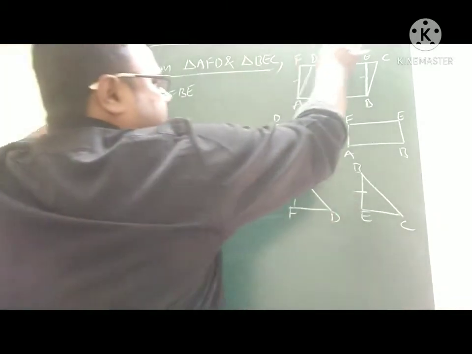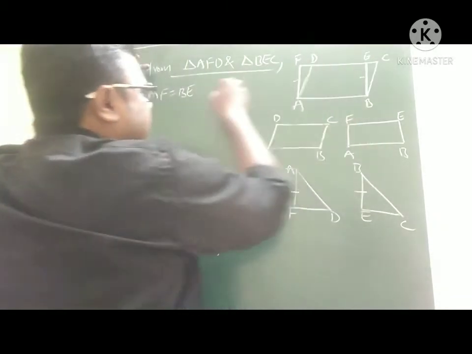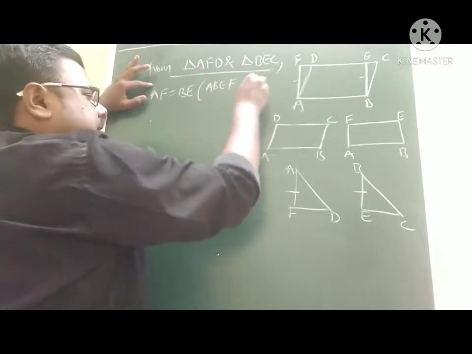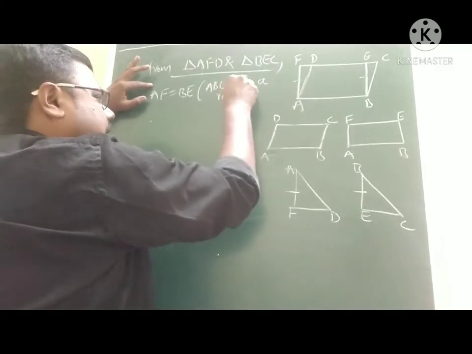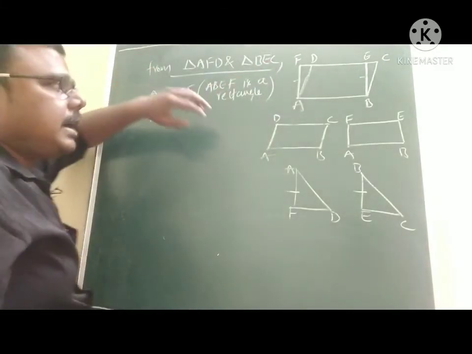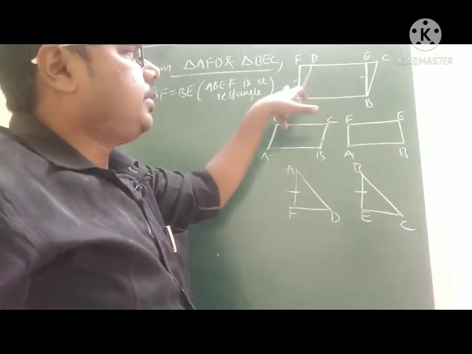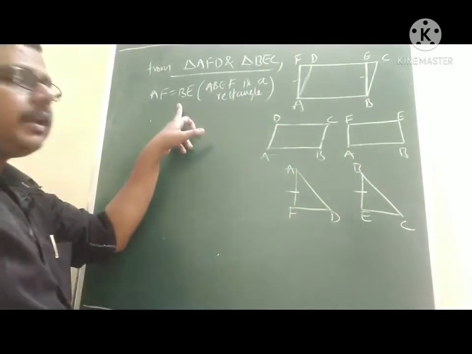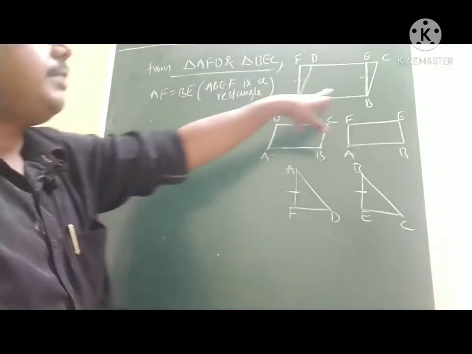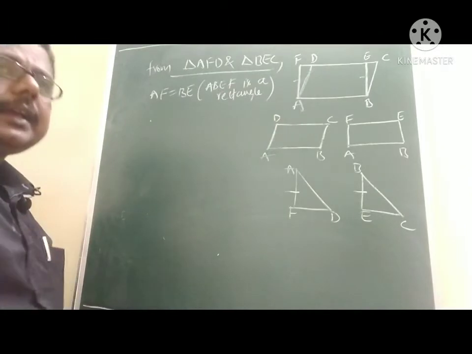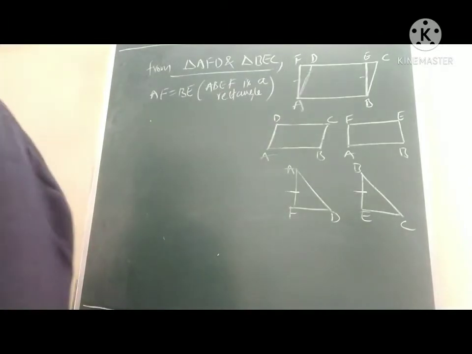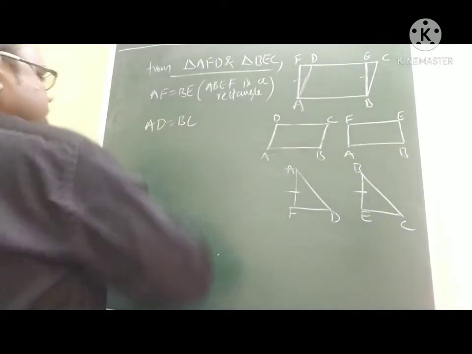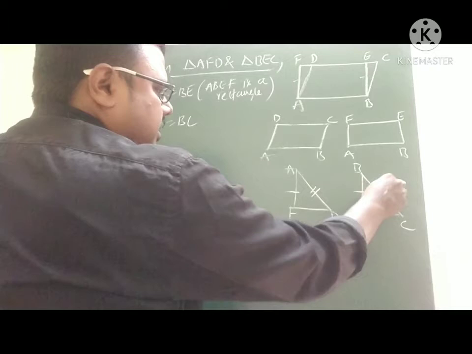Why? Because ABEF is a rectangle. Is it enough to write that ABEF is a rectangle? Actually it is not enough, but you need to understand that in the rectangle opposite sides are equal, so AF is equal to BE. Similarly here we have AD is equal to BC.